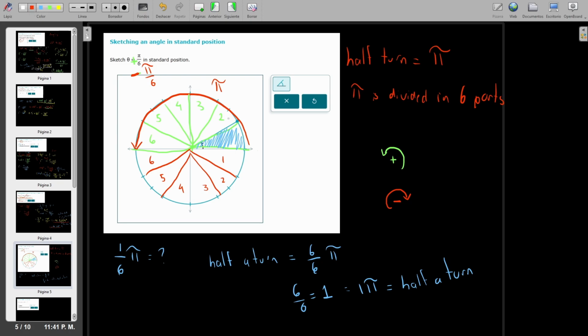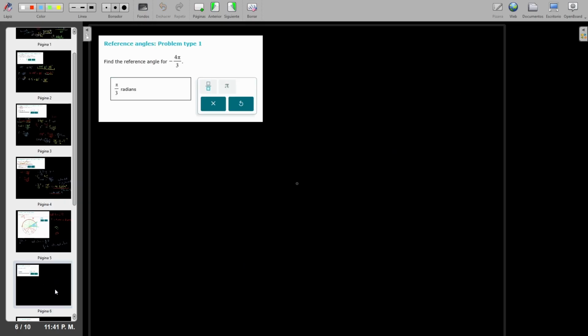That's why the angle is going to be marked this part, this whole part. I'm going to put that in blue so it can be more specific. This is the value. That's why you put your value here. Now we're going to the next problem.